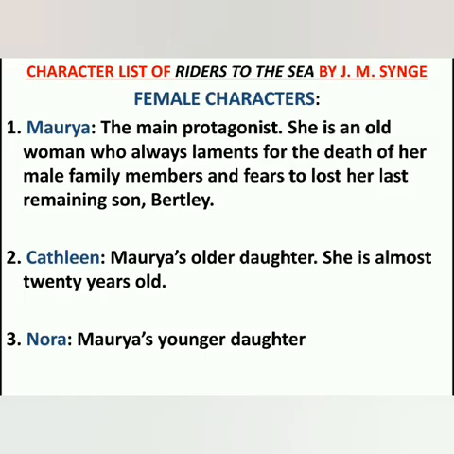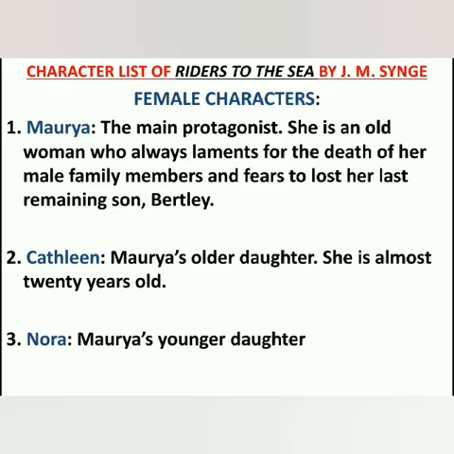So after this, we have to know about the character list of Riders to the Sea by J.M. Synge. At first we have the names of the female characters. First we have Maurya as the tragic female protagonist. Friends, you can pronounce Maurya as Maurya also, okay? So Maurya is an old woman who always laments the death of her male family members, and she always fears losing her last remaining son, whose name is Bartley.